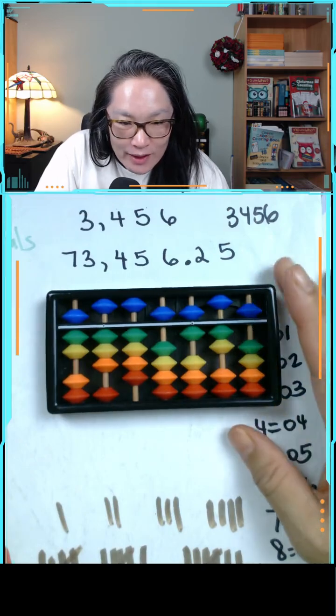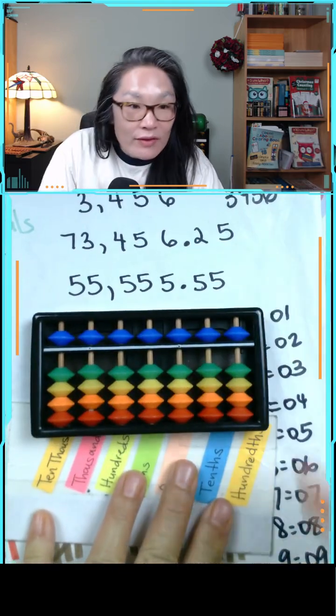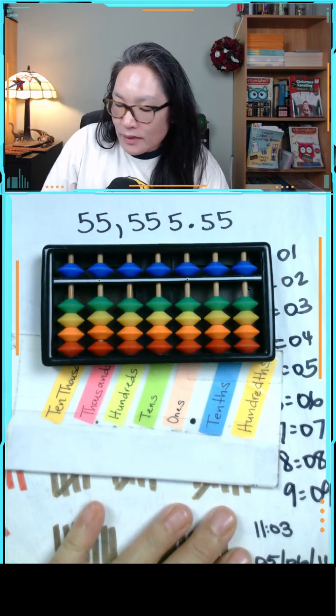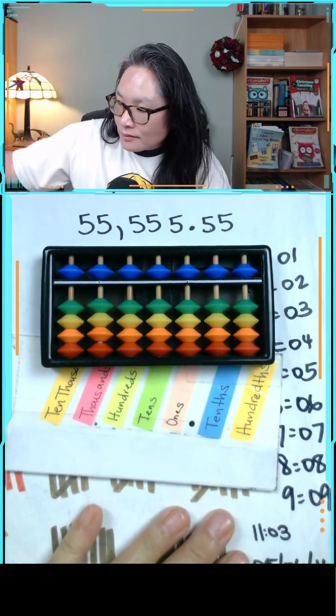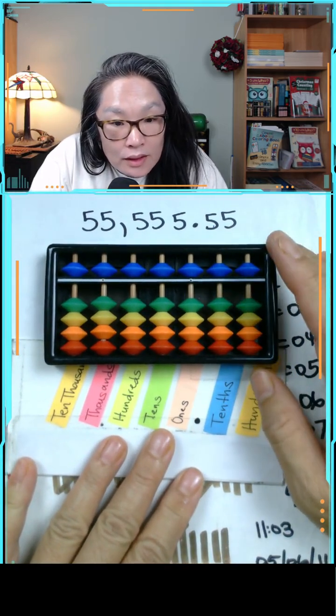So this is what it is, 73,456.25. That's what we're doing. So then you might be wondering, well, what about this number? Well, this number would be 55,000.